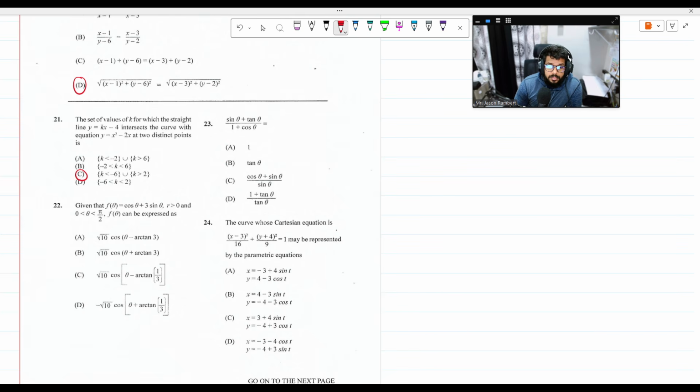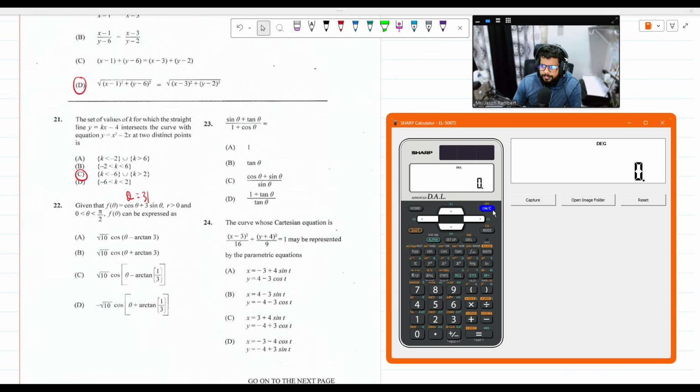F of theta can be expressed as, okay, so we know it could be root 10, and easy peasy, right? Plug in a value for theta between 0 and pi on 2. So that's between 0 and 90 degrees. So let me plug in 31 degrees. So let theta be 31. Let me check and see what f of theta is. This way we don't have to go through the working, right?